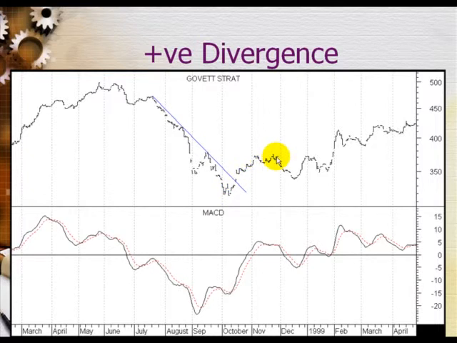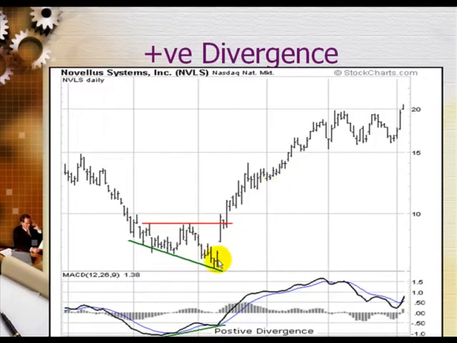Now, let's look at another one. What we've got here, positive divergence. Notice how the price is moving lower. We get a breakthrough resistance here. That's how we know that's our entry point, our stop loss somewhere just beneath that point. And bang, we're into a huge rally.